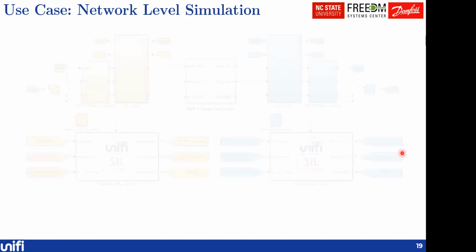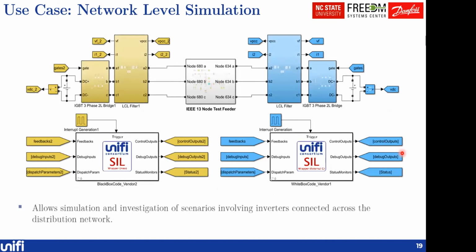The second scenario that I'm going to talk about is like this, where again we have a subsystem that contains the whole of the IEEE 13 node test feeder, but now the two inverters are connected at two different nodes. Again, we can have one white box code from one vendor and the black box code from a different vendor, and use the two different wrapper blocks for running these two inverters. This kind of simulation study will allow us to evaluate scenarios where inverters are connected across the distribution network.